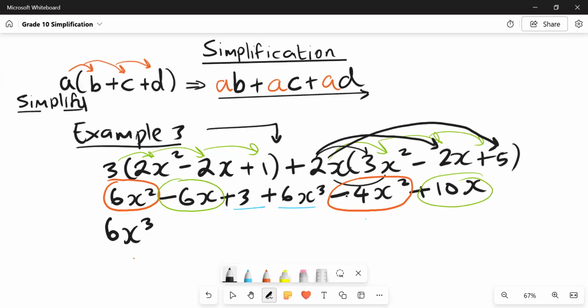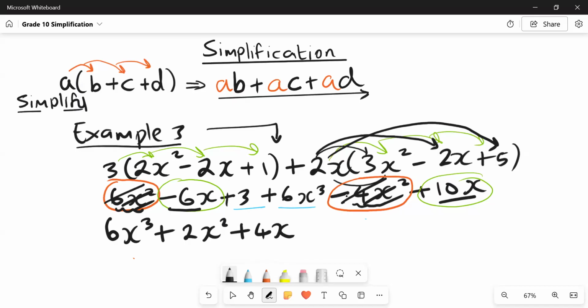So we have 6x squared minus 4x squared, which will give us plus 2x squared, right? So now we're done with these two, so let's cancel them out. Now we move to x. So you have your minus 6x plus 10x, which will result in 4x, right?